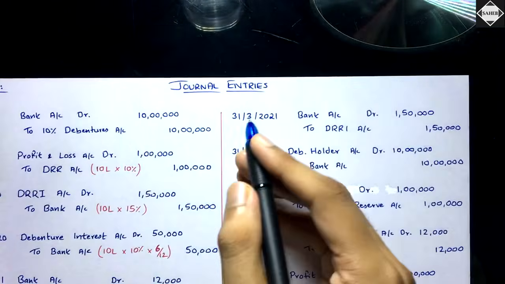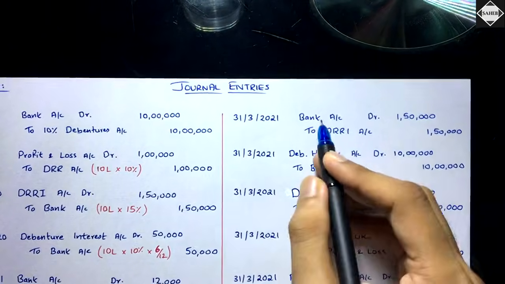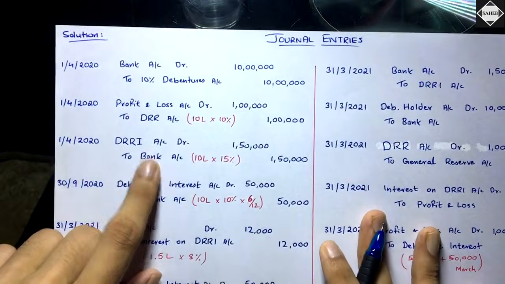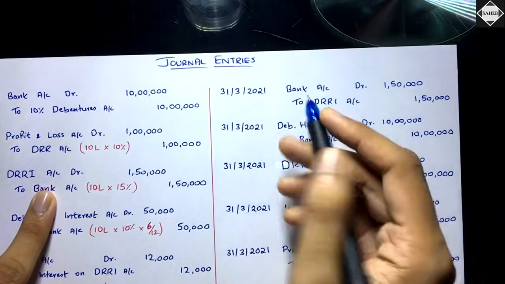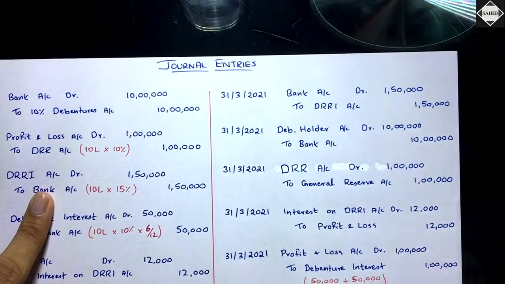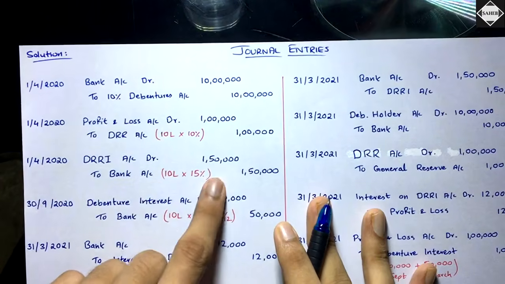So see the entry over here on 31st March 2021. All of these things are happening on the last day. Bank account debit, we got the money. We are selling off the investment, so the exact reverse entry you have to pass. Bank account debit, we receive the money. To DRI account, the asset is decreasing because we have sold off the investment. 1,50,000, 1,50,000, the same thing, reverse entry of that.